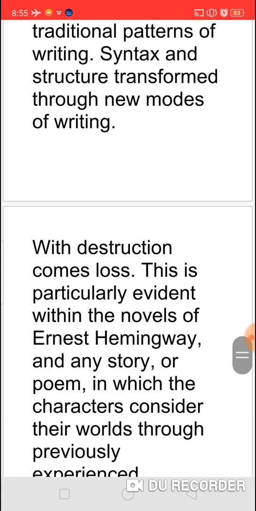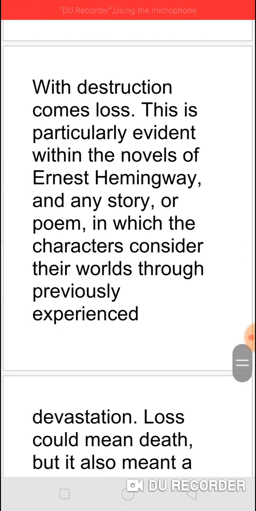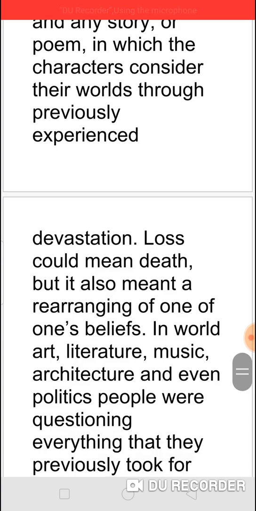And when there is destruction, definitely there will be loss. This loss is evident in the writings of Ernest Hemingway, and most of the stories and poems showed the experience and devastation which the writers saw in this world. Loss means there was also loss of life, which means death. And it doesn't mean that only one's life was lost. Even the beliefs they had were also considered a loss.